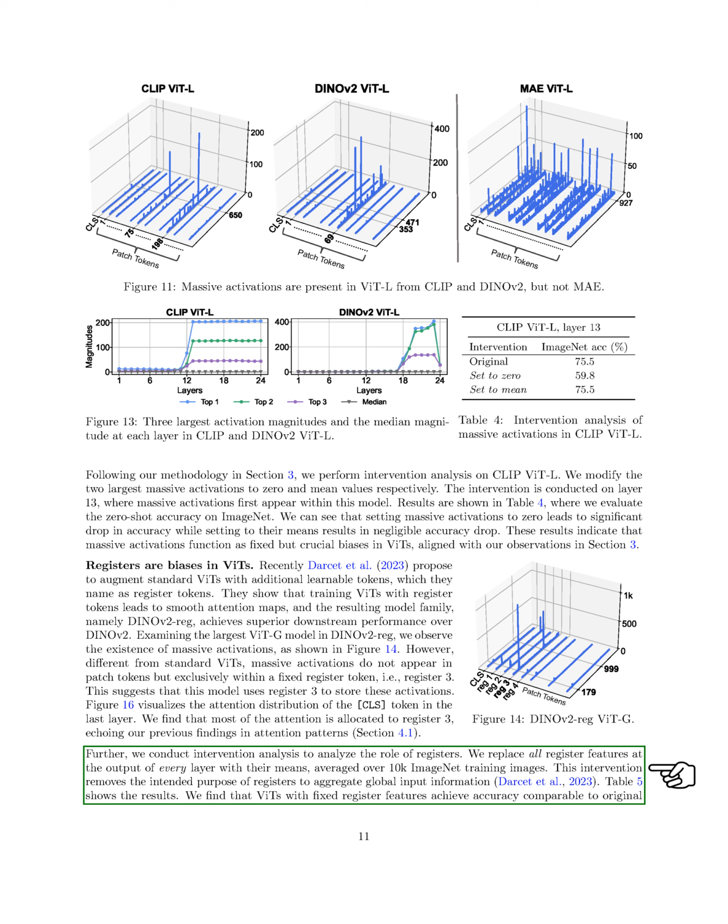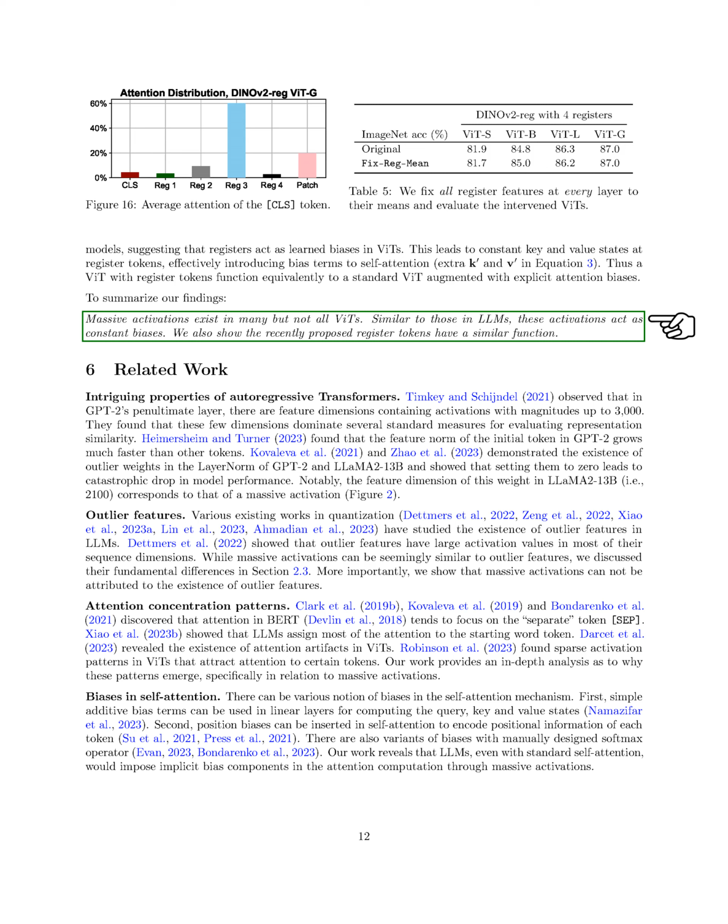In LLMs, these activations help focus attention on specific tokens, acting as implicit bias terms. We show that introducing explicit biases can eliminate the need for these massive activations. In the context of ViTs, massive activations and register tokens both serve as mechanisms to introduce biases, improving model performance.